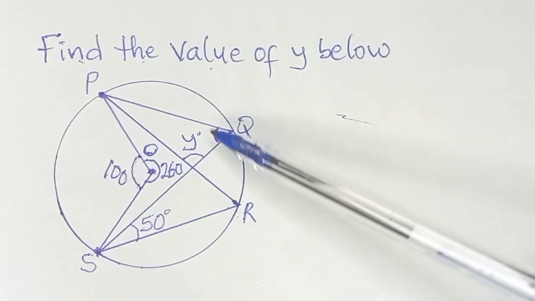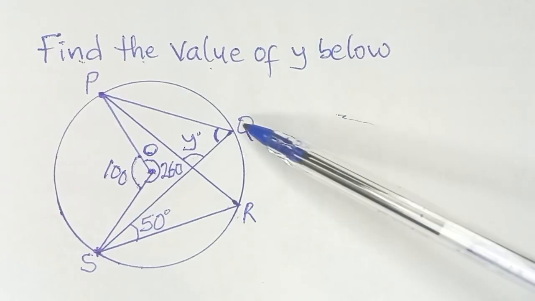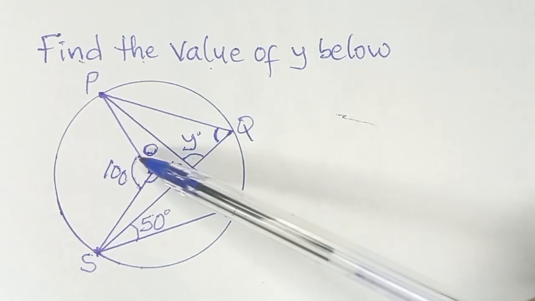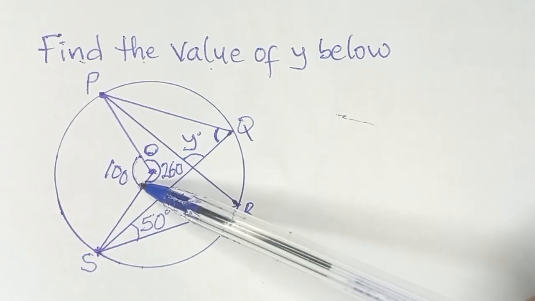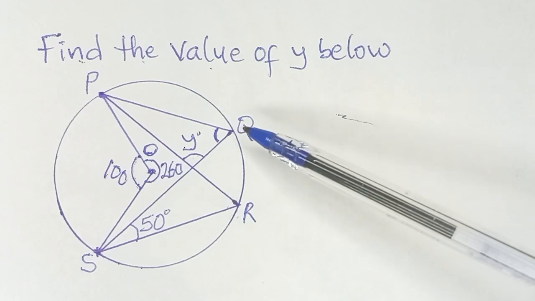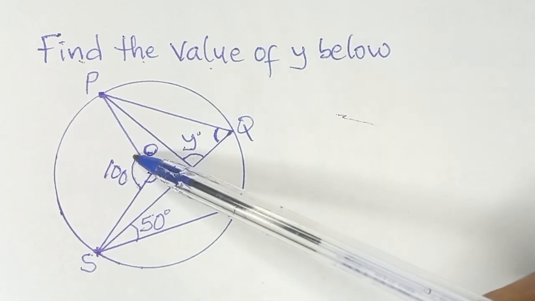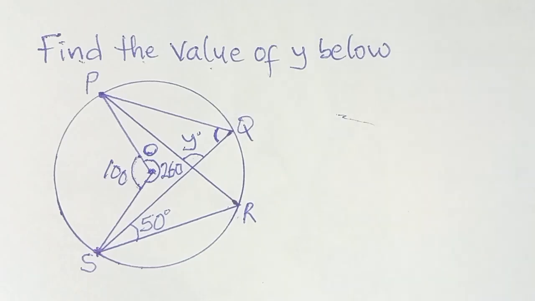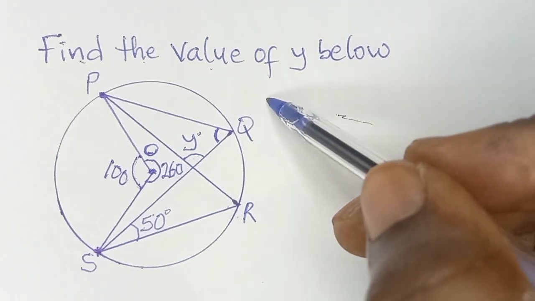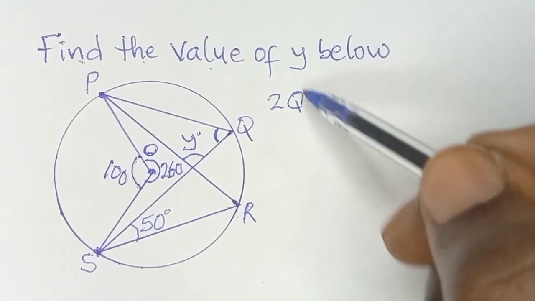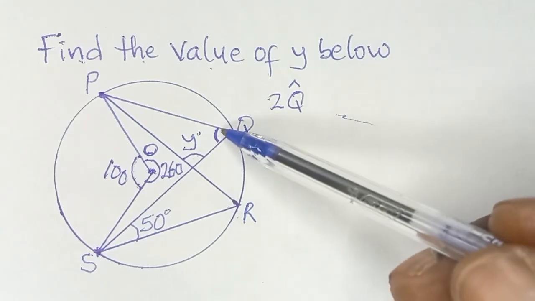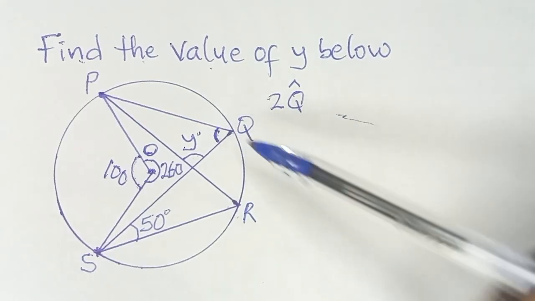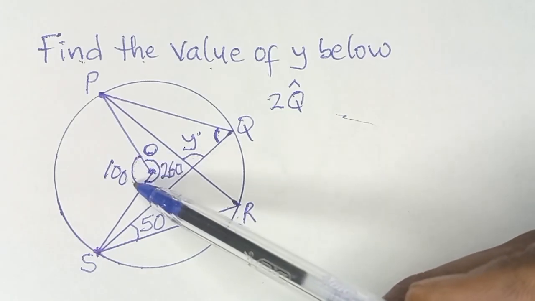So these two lines form angle 100 at the center, and these two lines form another angle at the circumference. Now, the rule is that twice this angle formed at Q at the circumference will give the angle at the center. I want to believe you are familiar with that theorem already. It says that the angle at the center is twice that at the circumference. So we can simply say 2 times angle Q, that is this angle Q here, is equal to the angle at the center.